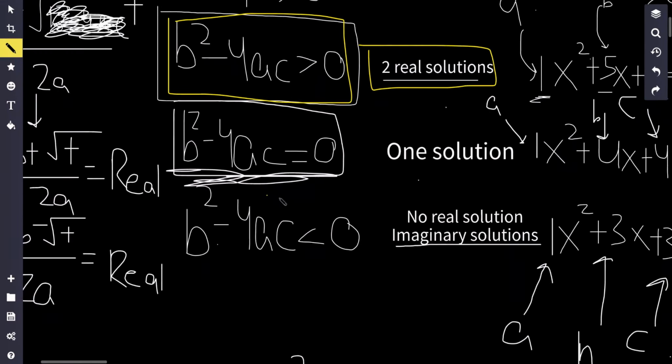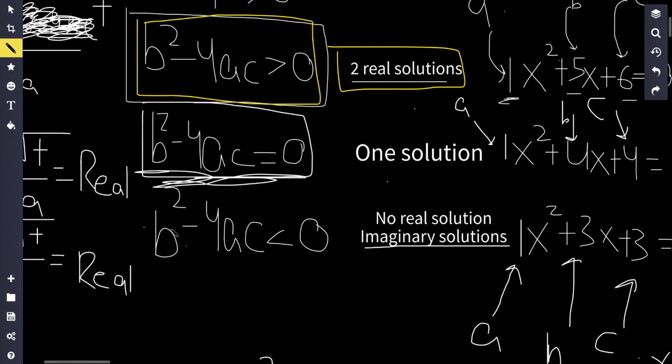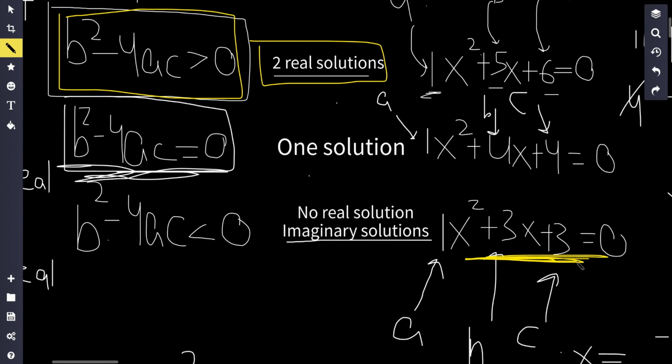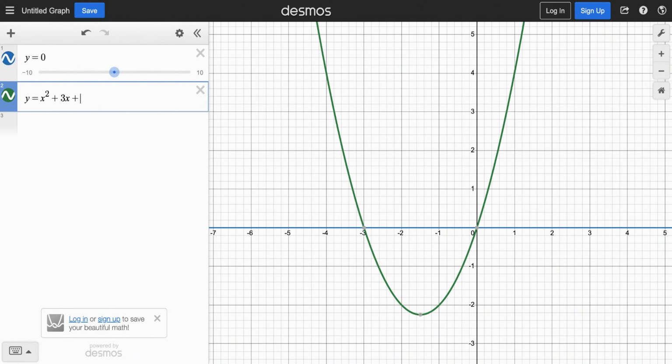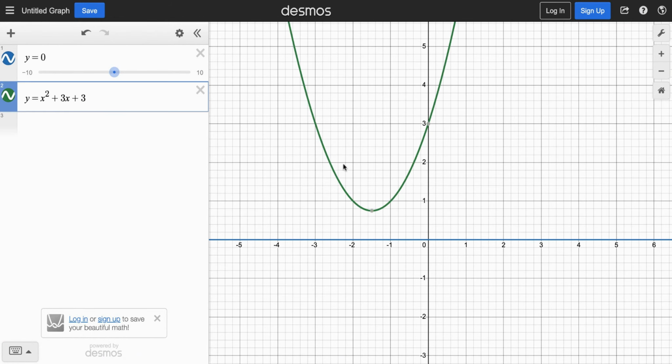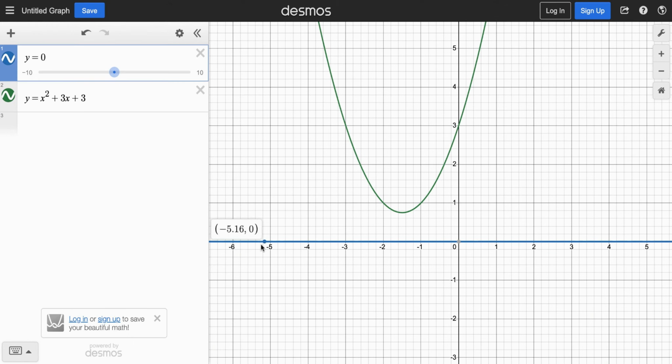Finally, when our discriminant is less than 0, or when it's negative, well, we saw how this right over here is an example of that. And what that looks like graphically is, imagine if we graph this out. So it's y is equal to x squared plus 3x plus 3. And notice how my graph right over here actually has no real solution, right? Because my graph does not touch any zero, right? My graph doesn't touch this y is equal to 0 line.